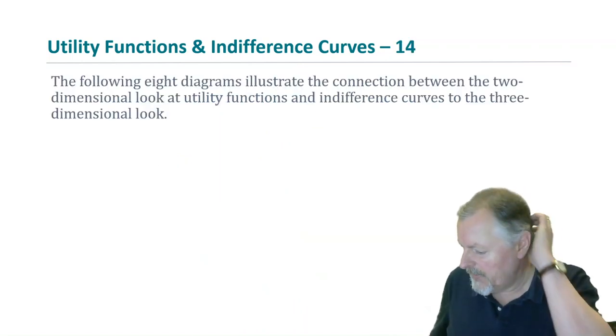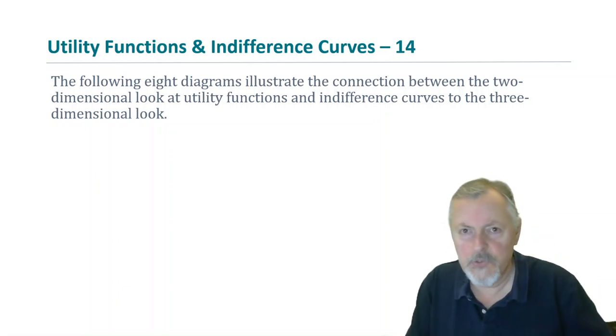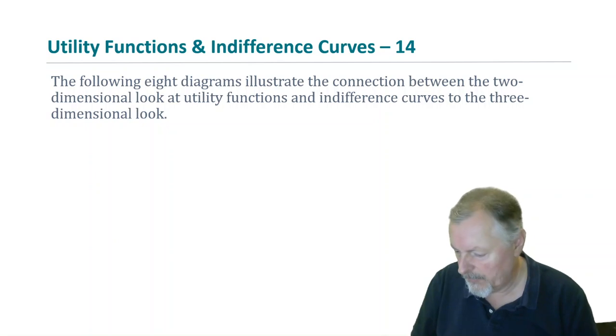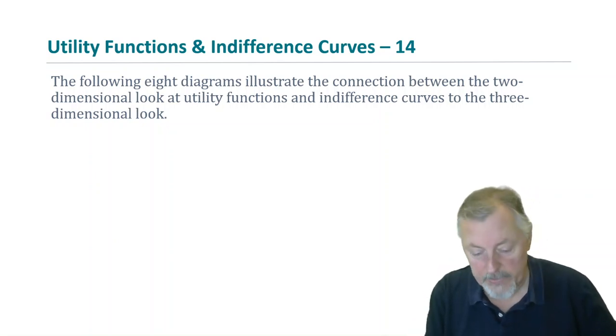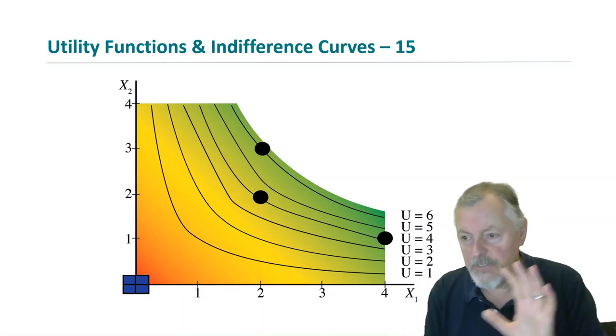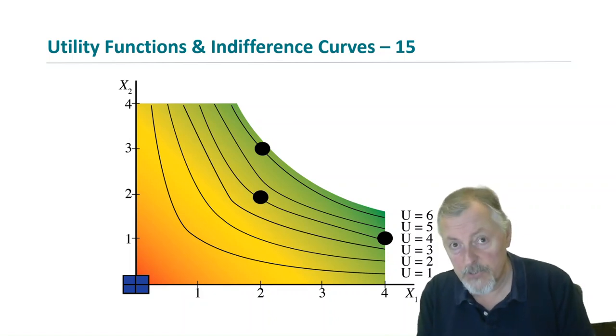Now, this slide and the 8 that follow sort of show this 2-dimensional to 3-dimensional relationship. So I'm going to go through this twice. This is the traditional 2D presentation of indifference curves. Now I'm going to start rotating it.